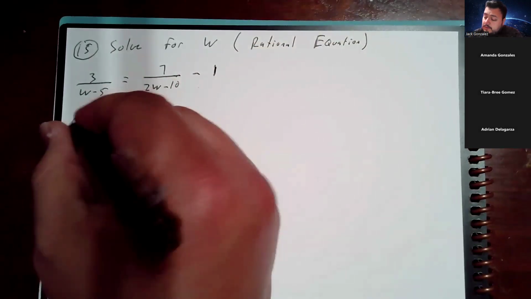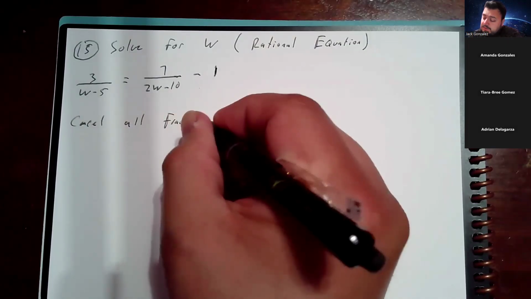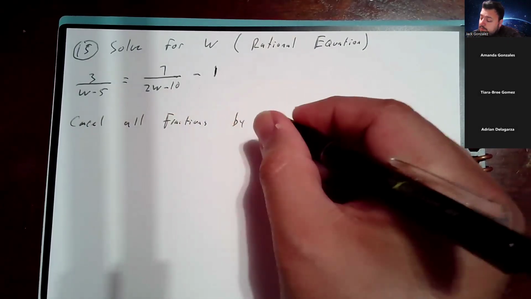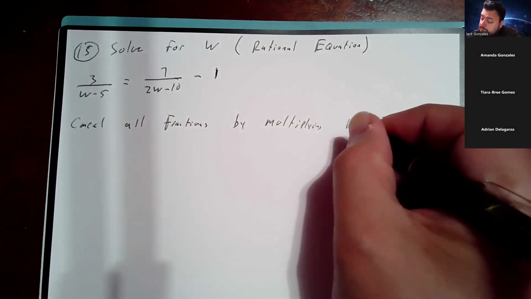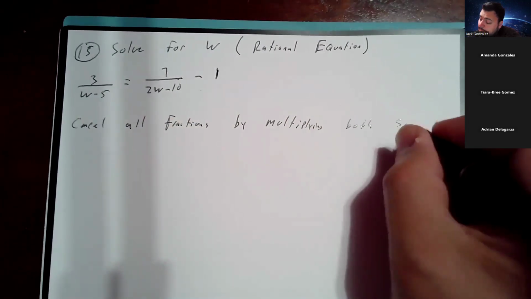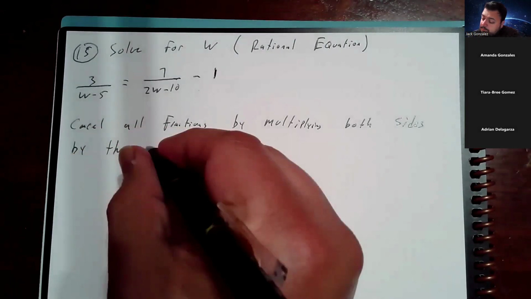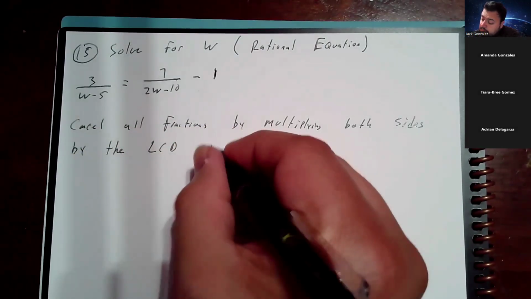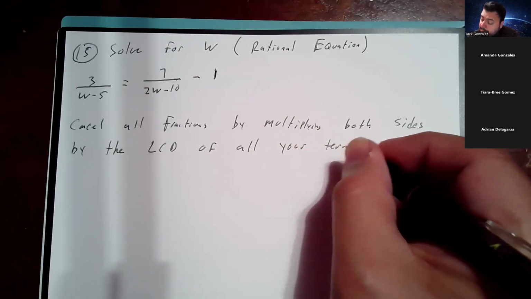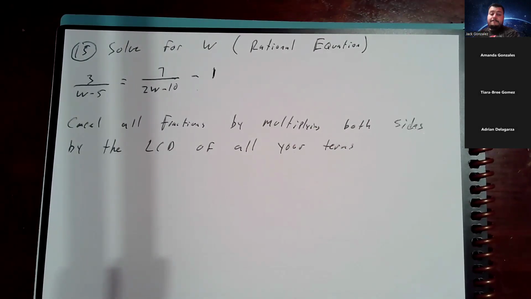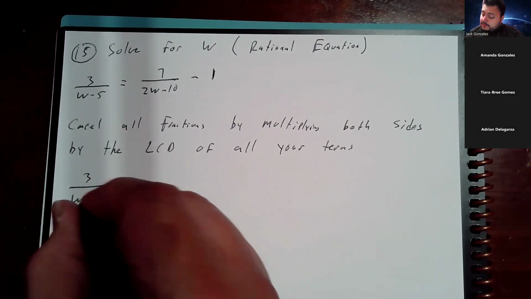So cancel all fractions before you start solving by multiplying both sides by the LCD of all your terms. So the easiest way to see what the LCD is going to be is factor everything first.